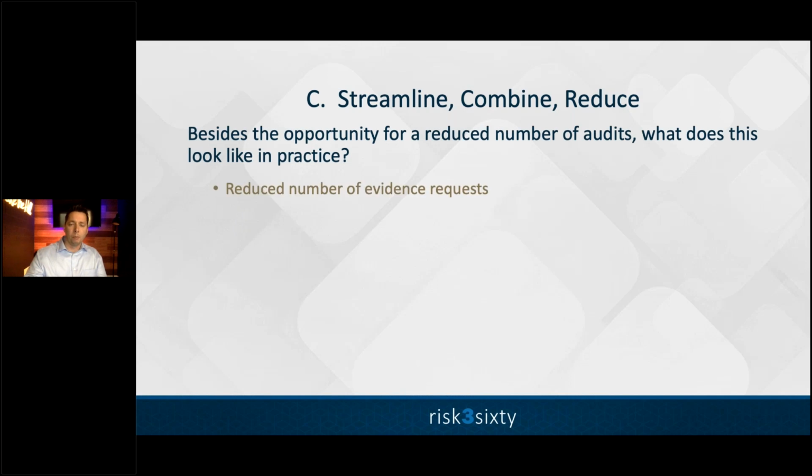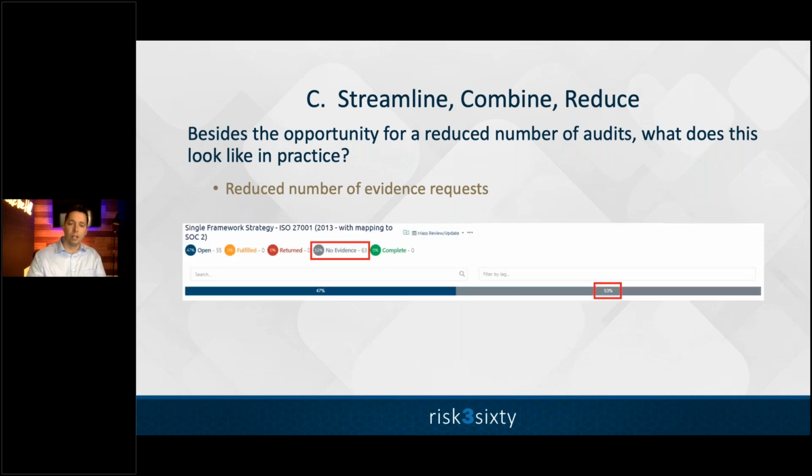Just another example of what this looks like in practice. So we did this in-house because some of our clients do both ISO 27001 and SOC 2, and we wanted to see, okay, even though there's that 30 to 40% overlap, what does that actually look like in terms of reduction of evidence that we're requesting from clients?